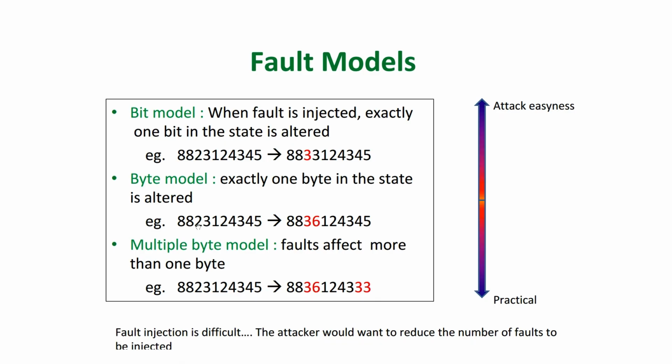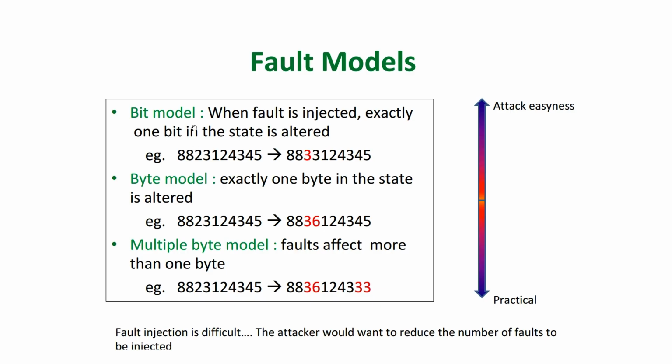A third fault model, which is the most practical of all, is the multiple byte model. Here we see that the fault is not restricted to a single byte, but rather it could spread to more than one byte. So, in this particular example, what we see is that 23 has become 36. Similarly, 45 has changed to 33 due to these multiple faults. These fault models actually influence the complexity and power of the attacker.